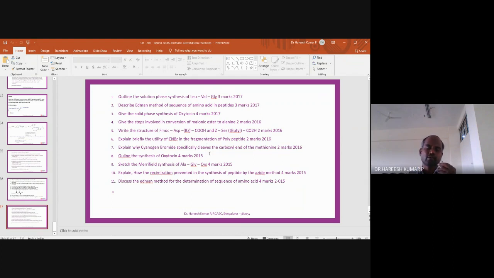And then protection group, C protection and N protection. So N protection group, you will get one question. Okay, so these are the things you need to remember in this amino acids and peptides. Give the steps involved in the conversion of malonic ester to alanine. So this is how the alanine is obtained from malonic acid. So steps involved you have to write.